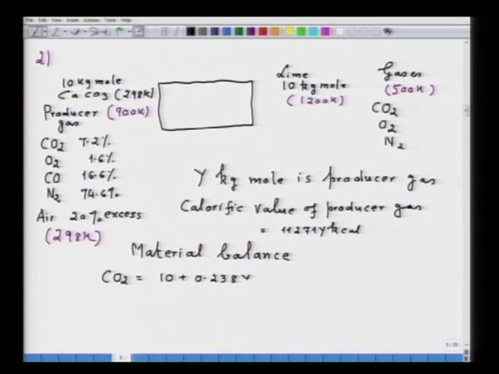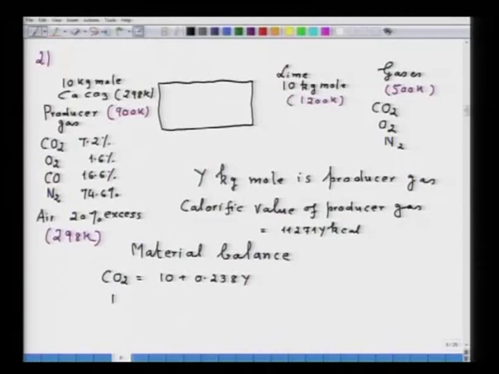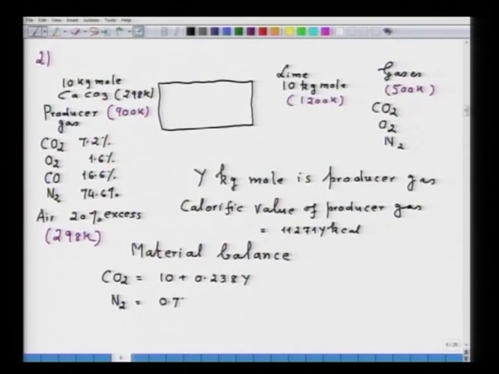0.238 Y. 10 is coming from 10 kg mole calcium carbonate will also give you 10 kg mole of carbon dioxide. Nitrogen, all the nitrogen of producer gas will be available in the gases or the output, that plus the amount of air or the nitrogen of the air. So, that will be equal to 0.746 Y plus 0.302 Y.